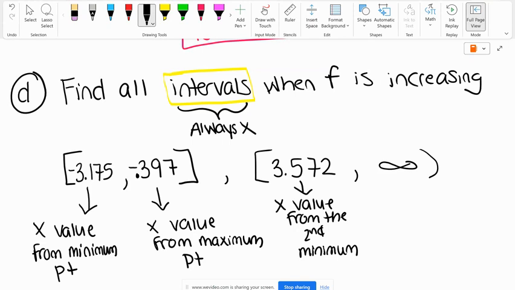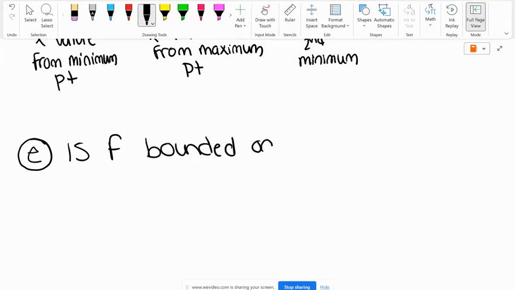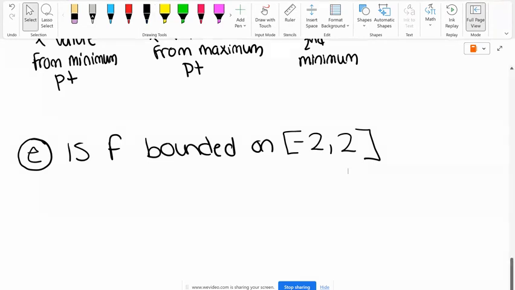Okay, so a couple more questions. Is f bounded on the interval of -2 to 2? Now, based on yesterday's lesson, in order for it to be bounded, what does it have to have? Only Nico? Somebody else. In order for it to be bounded, what does it have to have?